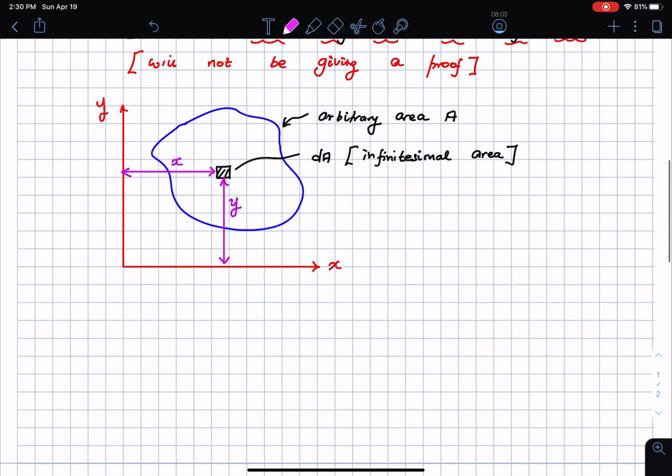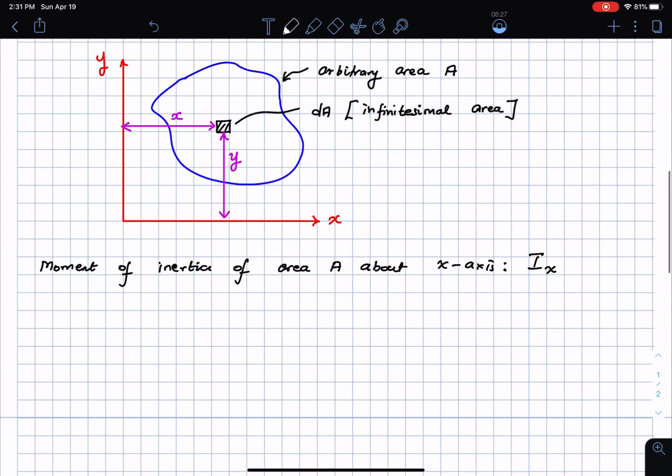Okay, then the moment of inertia of this arbitrary area about the x-axis is defined as the following. The moment of inertia of the arbitrary area about the x-axis is written as Ix in this case. And let's say that the moment of inertia of the same area about the y-axis is Iy. The moment of inertia of the area A about the y-axis is written as Iy.